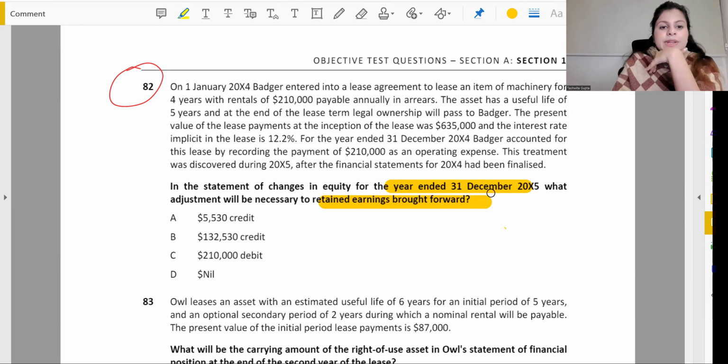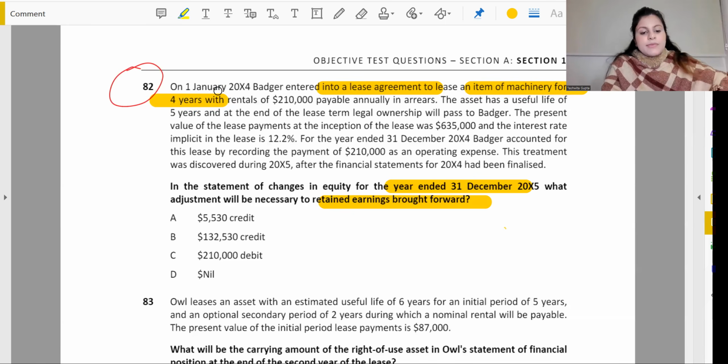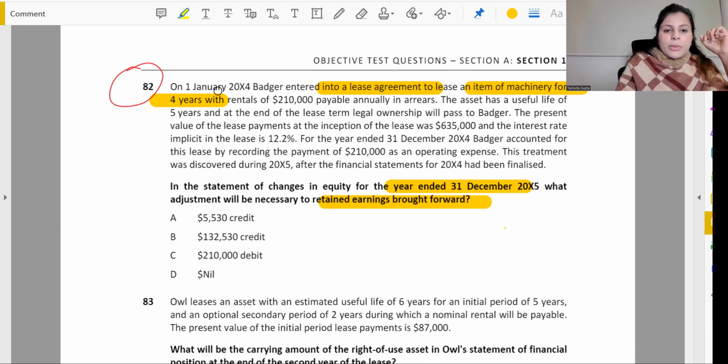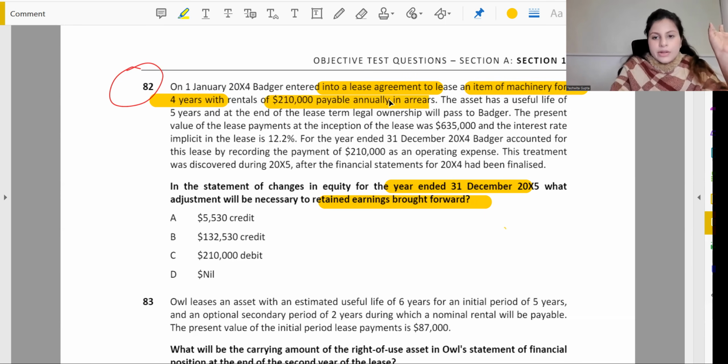So on 1st January, Badger entered into a lease agreement to lease an item of machinery for 4 years. So my lease term is 4 years. Rentals of 2,10,000 are payable annually in arrears. The asset has a useful life of 5 years, and at the end of the lease term, legal ownership will pass to Badger. So the present value of the lease payments at inception of the lease was this.